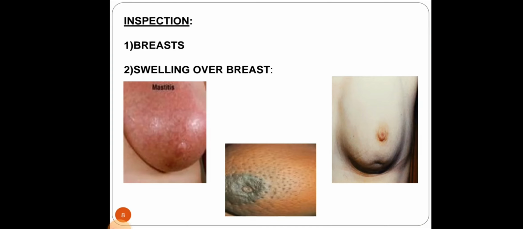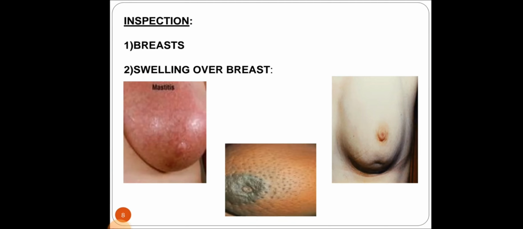Then as you see in the picture, if there is any dimpling, retraction or puckering, such features, if present, have to be noted. Then there is a classical sign of breast cancer. In the middle image, you can see the peau d'orange sign. That is the classical sign of breast cancer. Due to the infiltration, the skin is being pulled backwards, and that will cause that kind of appearance over the skin. That is peau d'orange. So if there are any such features, that also has to be noted.